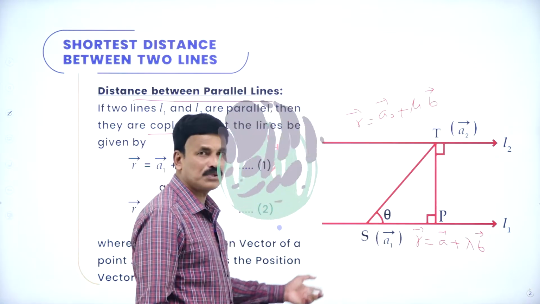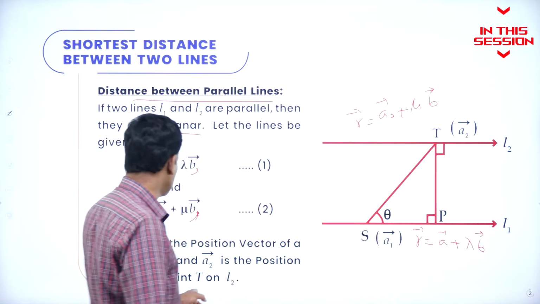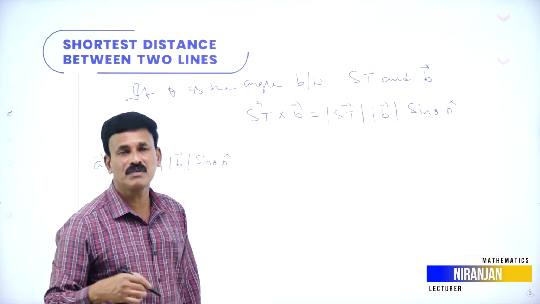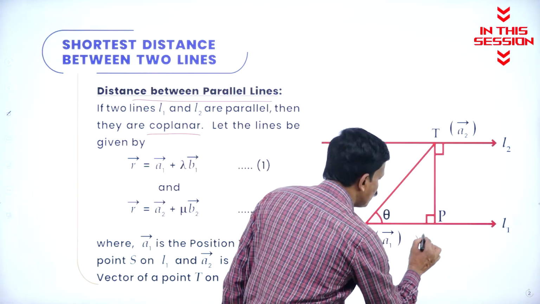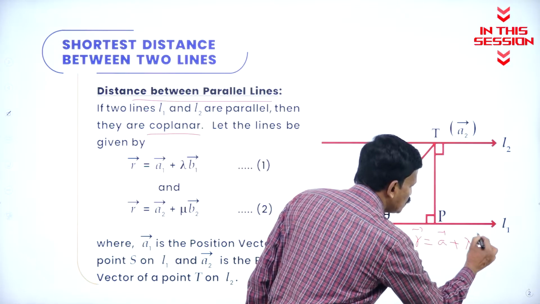A1 and A2 are the position vectors of the points S and T on the lines L1 and L2, where n cap is the unit vector perpendicular to the plane and L1 and L2 the lines. The vector equation of this line L1 is vector R is equal to vector A plus lambda into vector B.